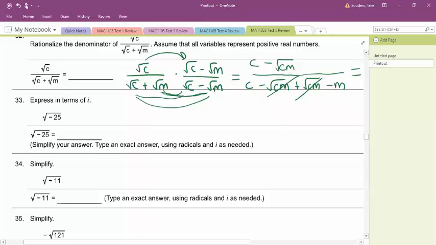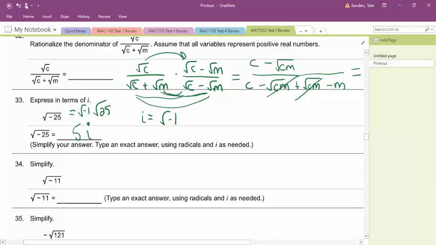5i. Very good. Square root of 25 is 5, and then the square root of the negative means you pull out an i, because you learned that i equals the square root of negative 1, right? So you can technically think of this as square root of negative 1 times the square root of 25 if you want to help you get your answer.